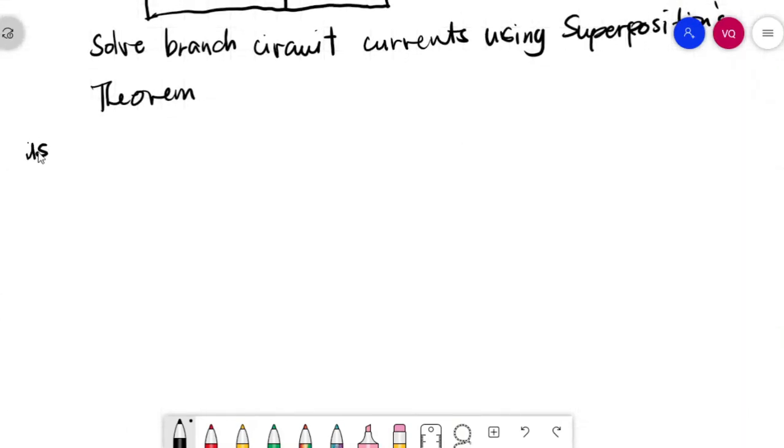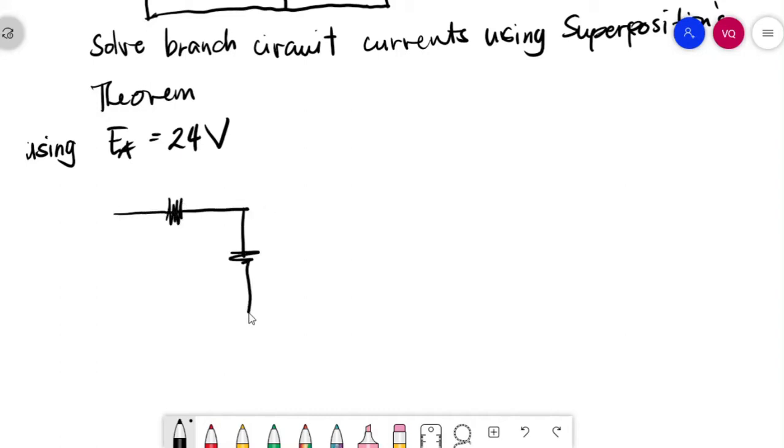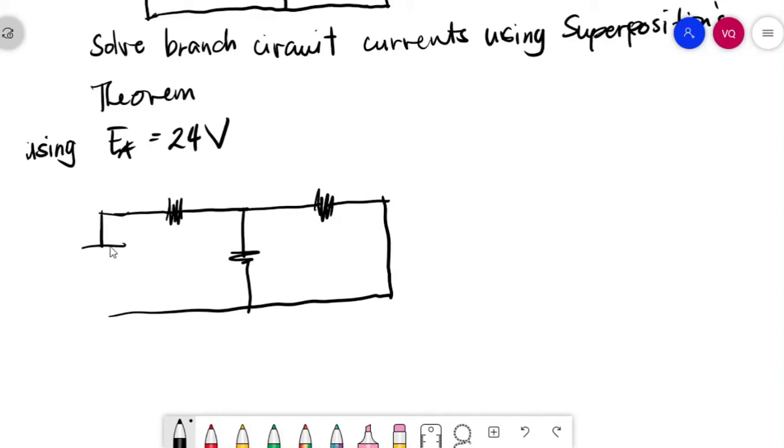Using EA equal to 24 volts, this will be our circuit. So, we short EB. We'll use the 24 volts. So, this is 0.4, 0.4, and 0.8. As you can see, we can solve this one using the series parallel circuit. Also, you can use Kirchhoff's and Maxwell.